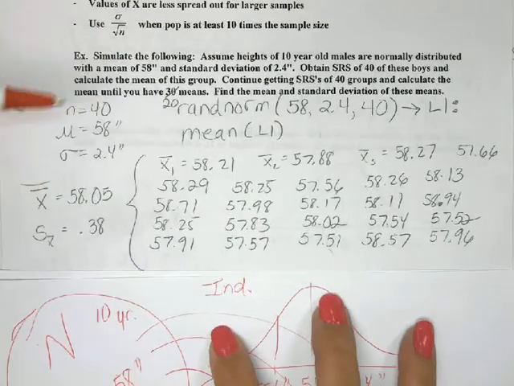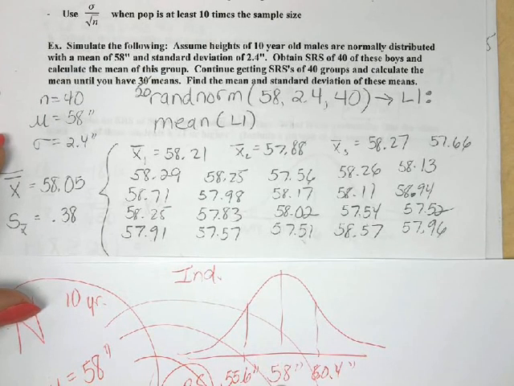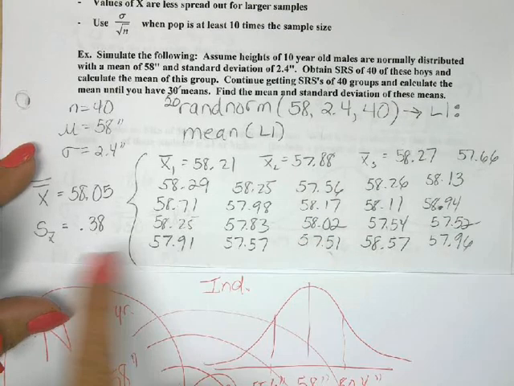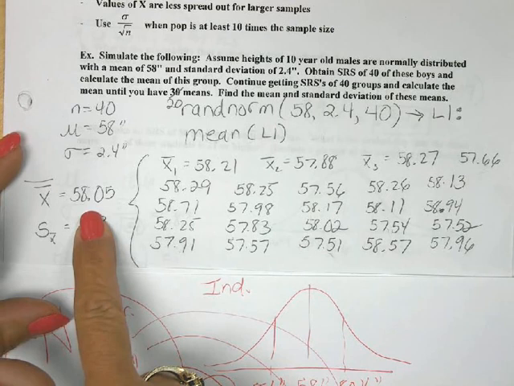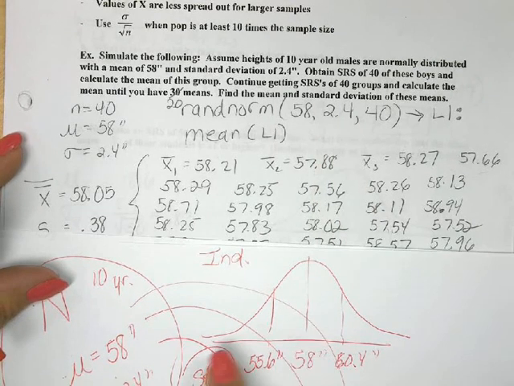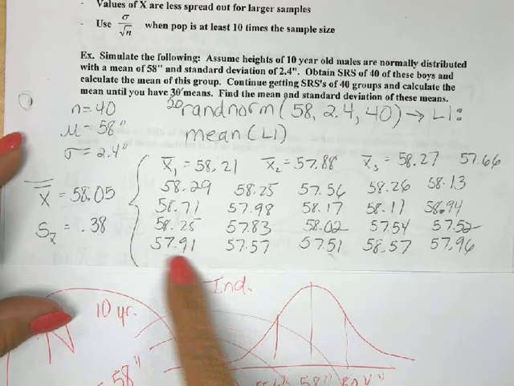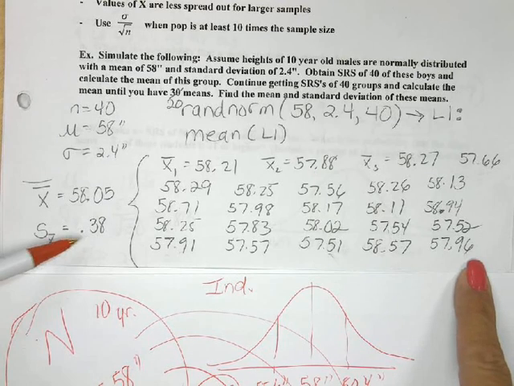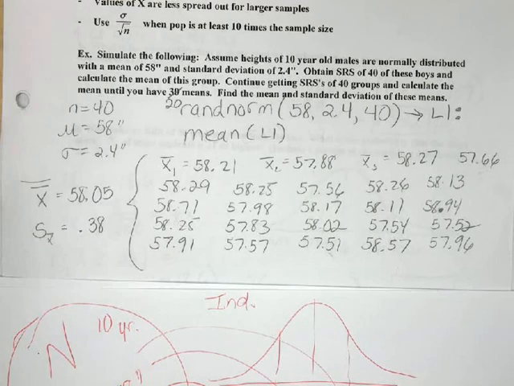Remember, my original distribution of individuals was centered at 58 inches. And if I found the mean of these values, I actually got the mean of the means to be very close to 58 inches. I kind of expected that. Now, the standard deviation of individual boys' heights was 2.4 inches. The standard deviation of all of these X bars that I have so far is only 0.38. So these are much less variable than what an individual boy's height is. And that's to be expected.